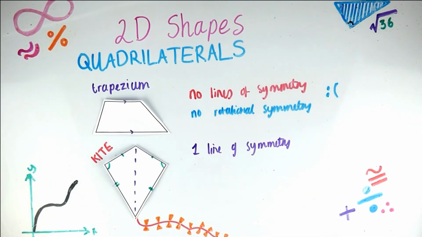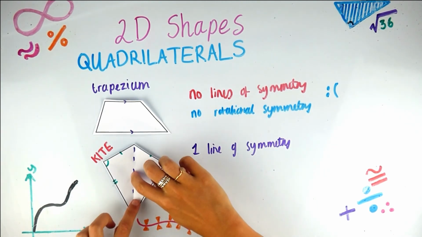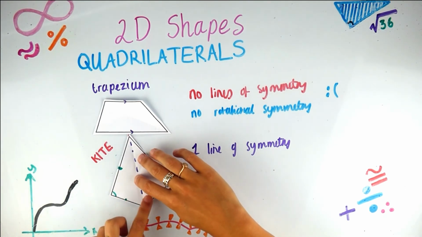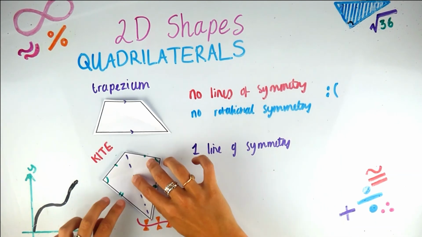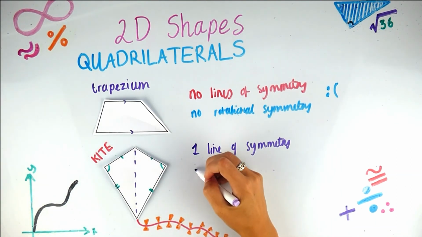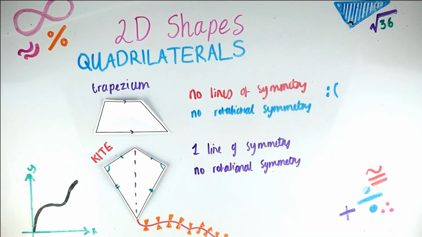What about spinning this kite to check for rotational symmetry? So can we get it back? That's not quite the same. No, definitely not the same. No, the only way we can get it back is by going the whole way, so that means it has no rotational symmetry.